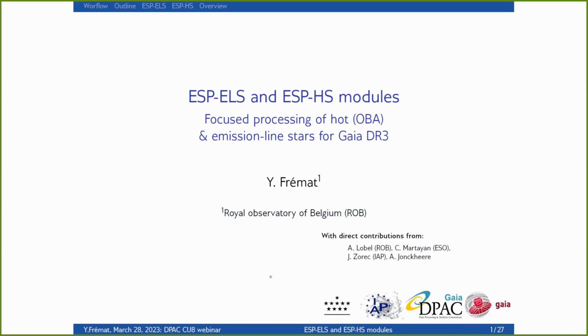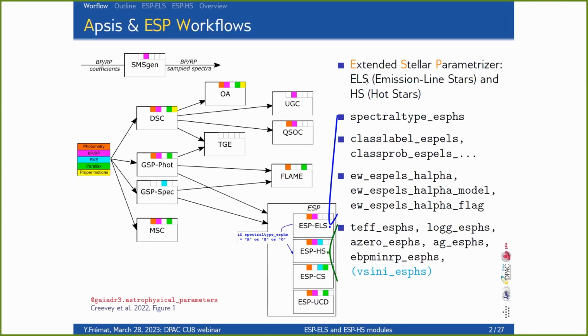This processing is done by ESP-ELS and ESP-HS. ESP stands for Extended Stellar Parameterizer, ELS for emission line stars, and HS for hot stars.